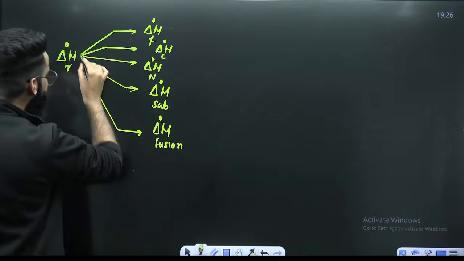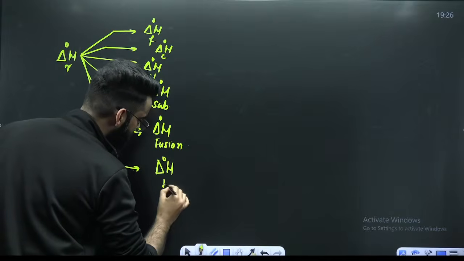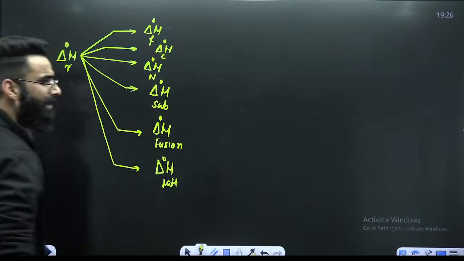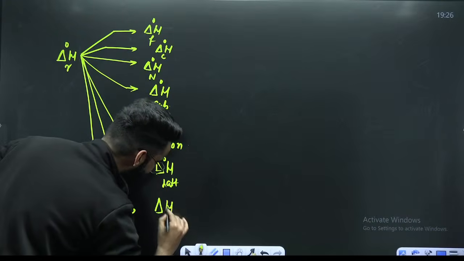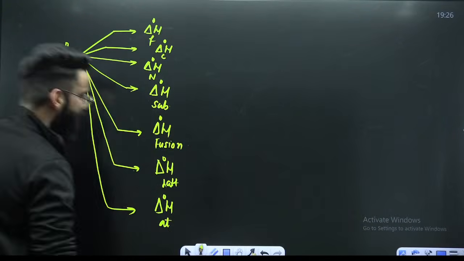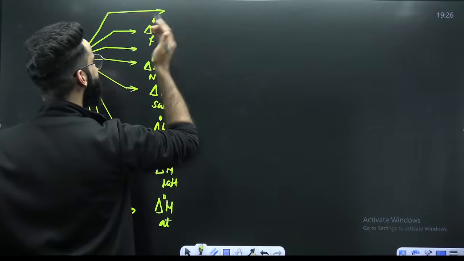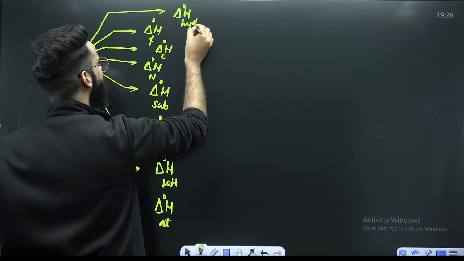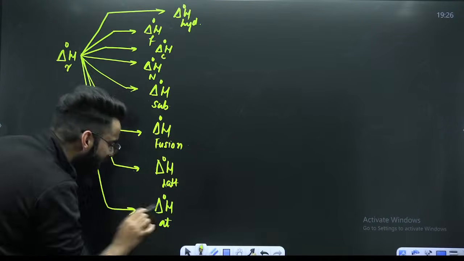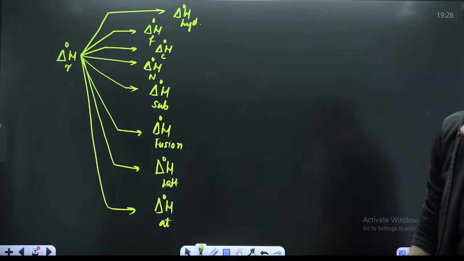right? Sometimes you call it the lattice enthalpy. Sometimes you call it the enthalpy of atomization, right? Sometimes you call it, for example, enthalpy of hydrogenation. Perfect. All these different types of enthalpies of the reaction we have to discuss one by one, right?